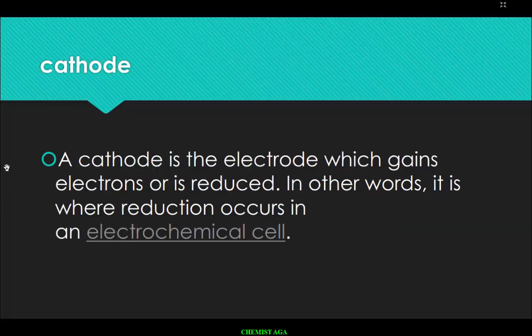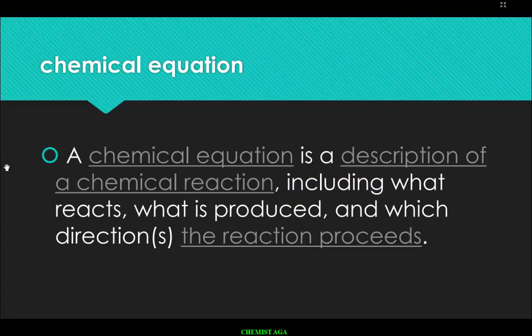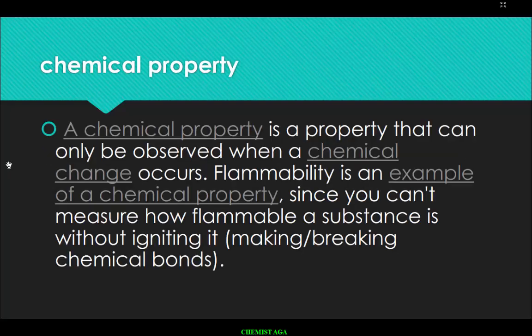Cathode. A cathode is the electrode which gains electrons or is reduced. In other words, it is where reduction occurs in an electrochemical cell. Chemical equation. A chemical equation is a description of a chemical reaction, including what reacts, what is produced, and which directions the reaction proceeds.